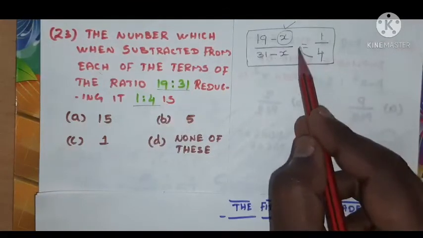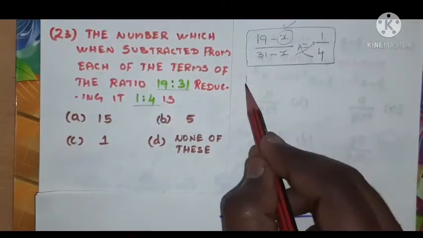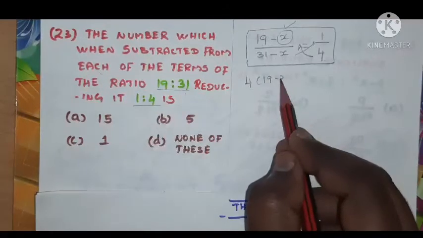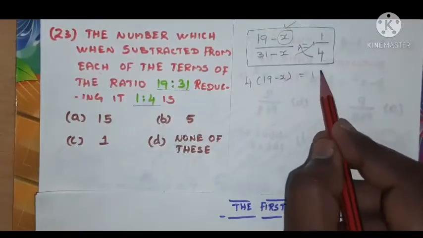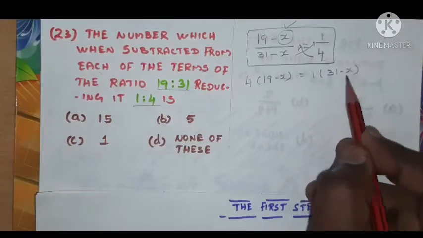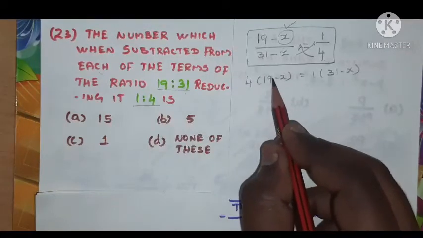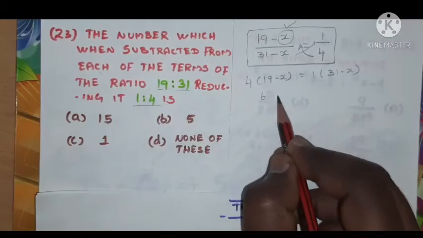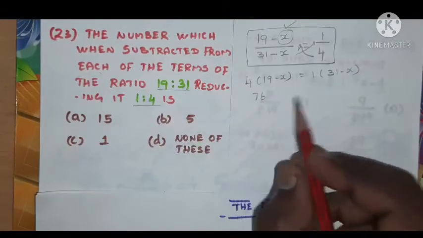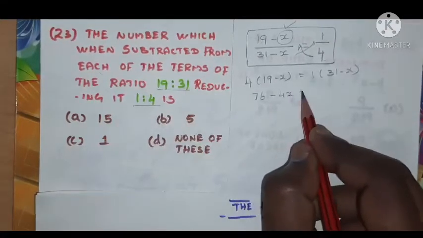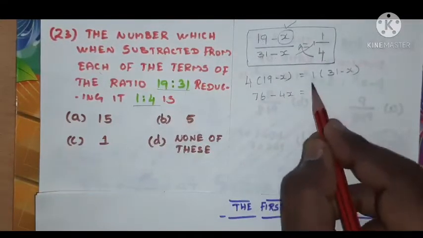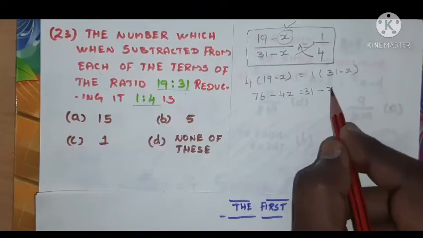Now just cross multiply it. 4 into 19 minus x is equal to 1 into 31 minus x. So 4 into 19: 9 4s are 36, remaining 3, 1 4 is 4 plus 3 is 7. So 76 minus 4x is equal to 1 into 31, which is 31 minus x.